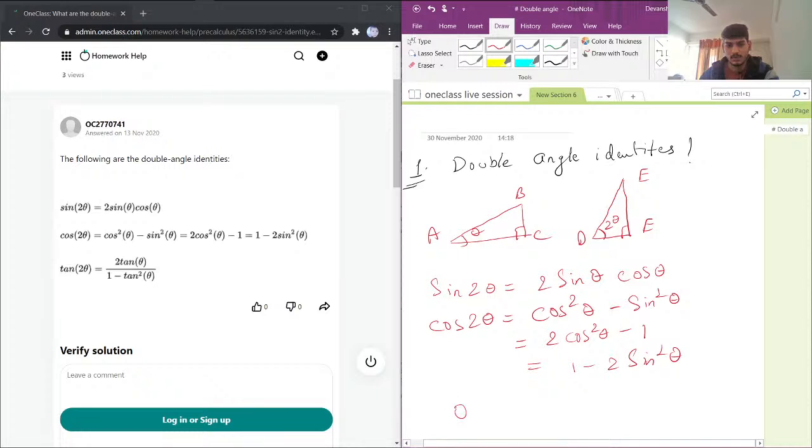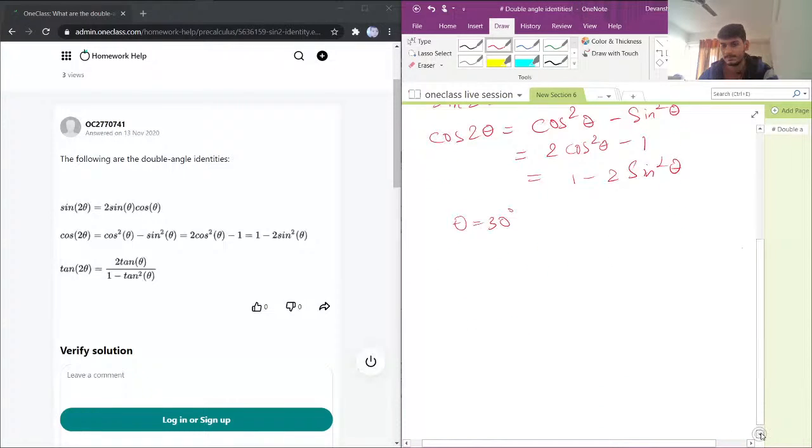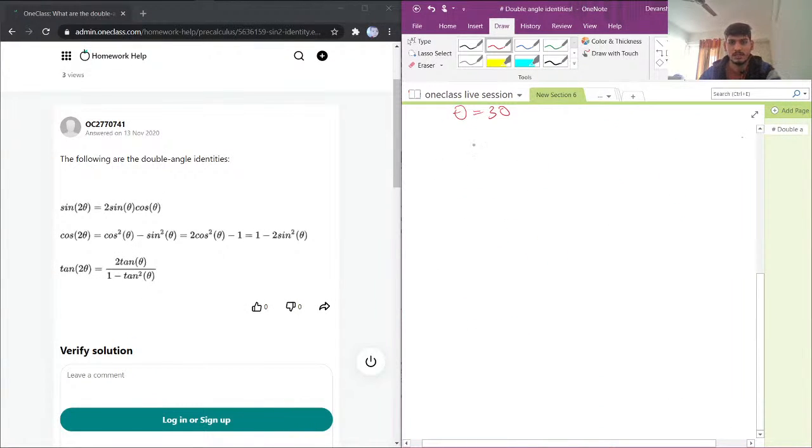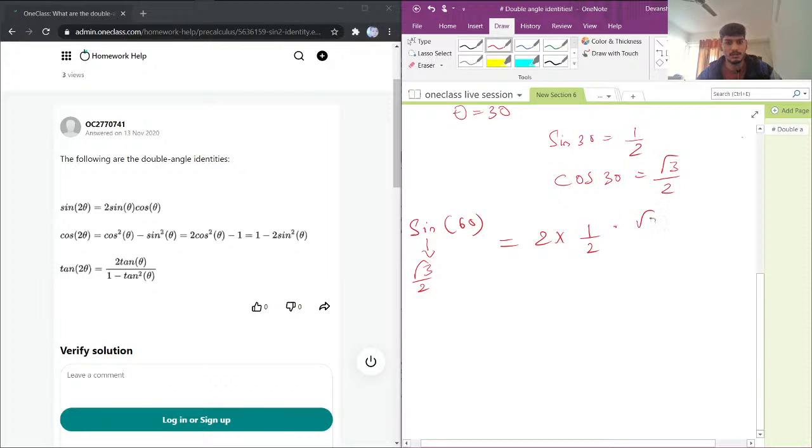So suppose theta is 30 degrees. With the formula, I know the sine of 30 is half, and the cosine of 30 is root 3 by 2. Now sine of 2 theta, which is sine of 60, is root 3 by 2. So let's see: 2 times sine of 30 times root 3 by 2.